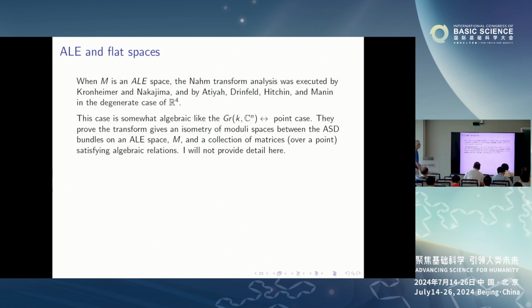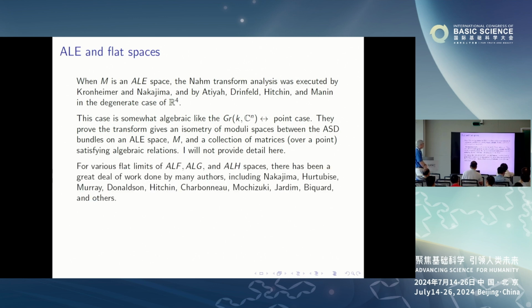It's somewhat like the Grassmannian case in that ultimately you get a map between the moduli space of ASD connections and some collection of matrices, which you can think of as, again, data associated with a point, a collection of matrices satisfying algebraic relations. And I'm not going to say anything more about that here because we don't have time, and that's a whole different story. And then there are various flat limits.